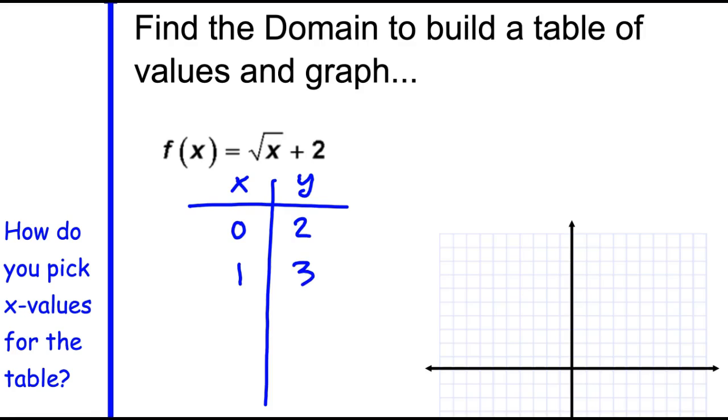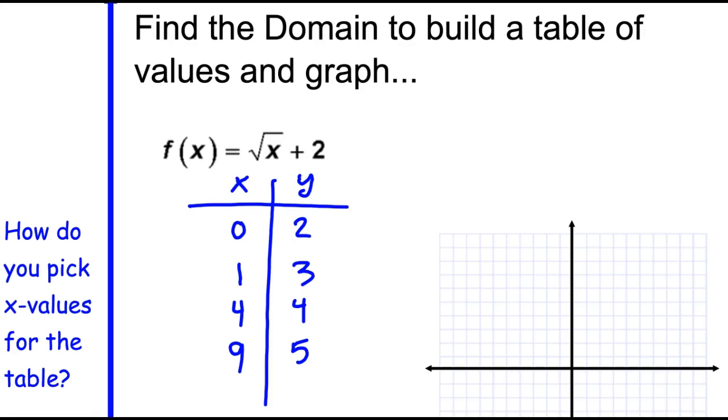Now, should we use 2 for the next one? No, because the square root of 2 is going to be a decimal. You could use it, but it's just not happy. 4, good. Square root of 4 is 2, 2 plus 2 is 4. For the next one, should we use 9? Now we're cooking with gas. Square root of 9 is 3, 3 plus 2 is 5.